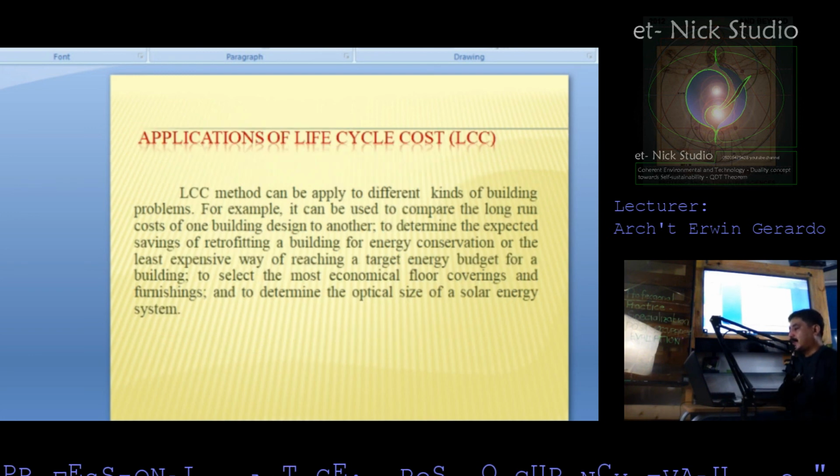Applications of life cycle cost, or LCC. The LCC method can be applied to different kinds of building problems. For example, it can be used to compare the long-run cost of one building design to another, to determine the expected savings of retrofitting a building for energy conservation, or the least expensive way of reaching a target energy budget for a building, to select the most economical floor coverings and furnishings, and to determine the optimal size of a solar energy system.